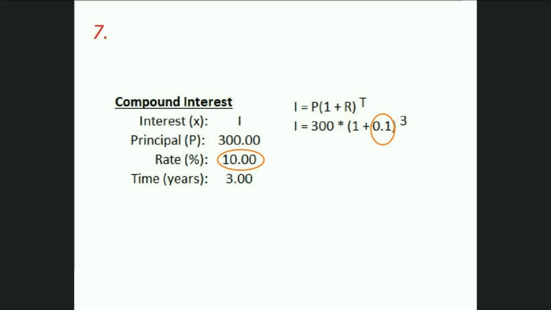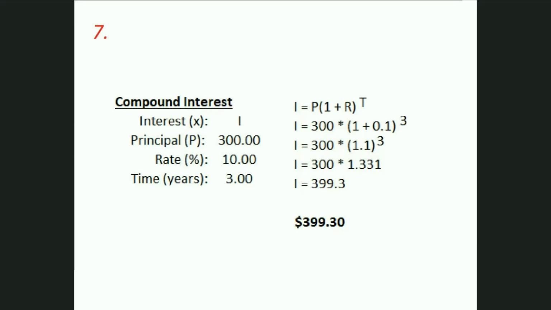Okay, so our interest is 300 times the quantity, 1 plus 0.1, and remember, you got to convert that rate from a percentage to a decimal, and 10% as a decimal is 0.1. You just divide by 100, and then you raise to the third power. So 300 times 1.1 raised to the third power, then 300 times 1.331, I equals $399.30, or $399.3. All right, so that's our first answer.